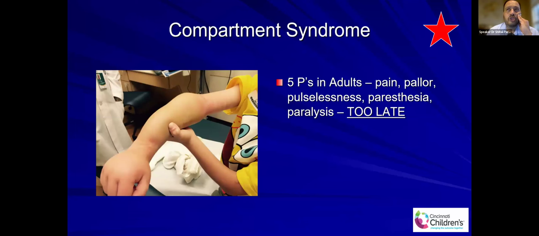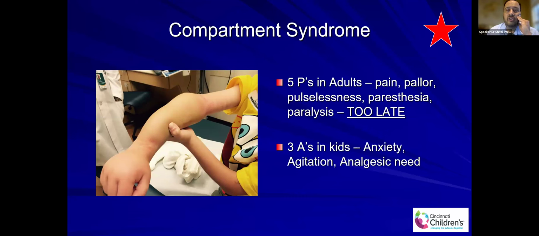Compartment syndrome is also an emergency and needs to be sent to the ED. The 5 Ps in adults that we typically know about when it comes to compartment syndrome, by the time these symptoms appear, it's already too late for a fasciotomy. So I don't think that the 5 Ps is what we need to go by. Instead, you should use the 3 As, which is common. It's anxiety, agitation, and analgesic need. If there is increase in analgesic need, then there is a sign that the patient may have impending compartment syndrome.